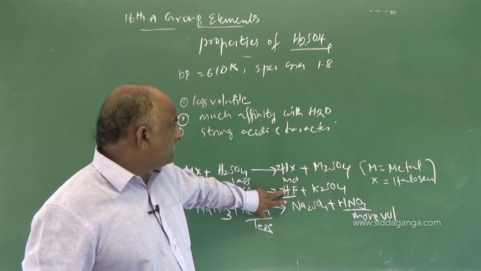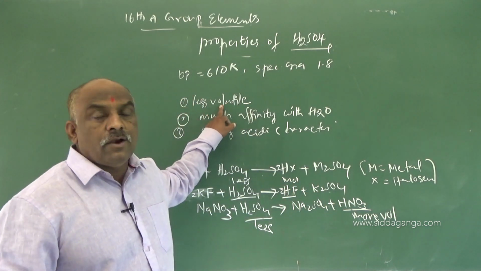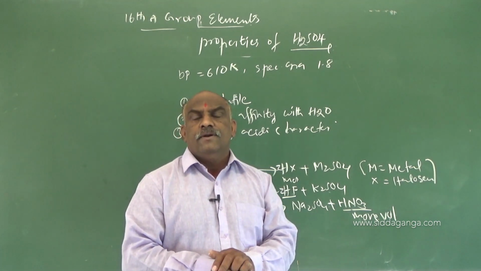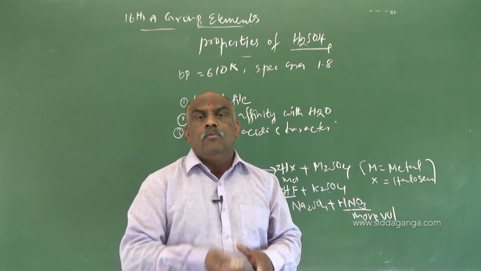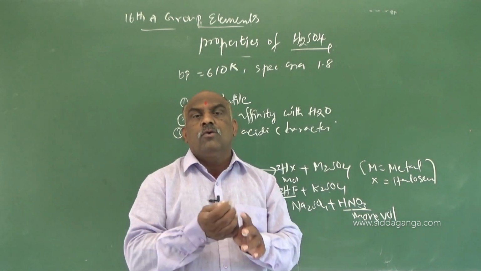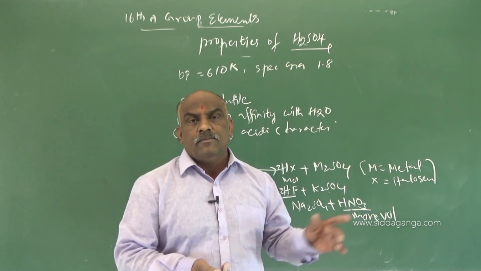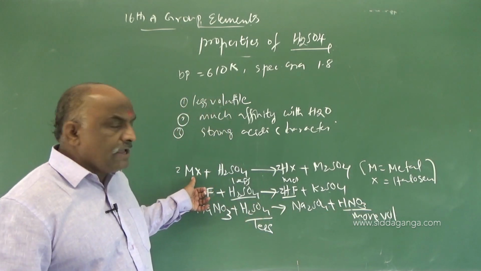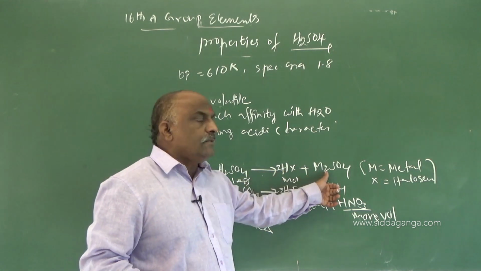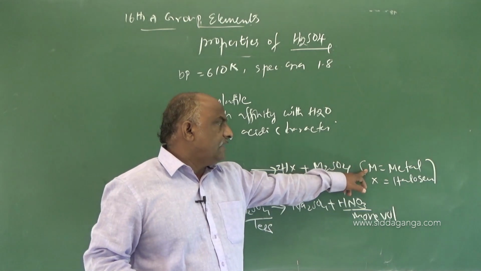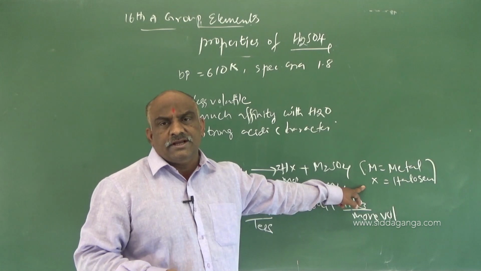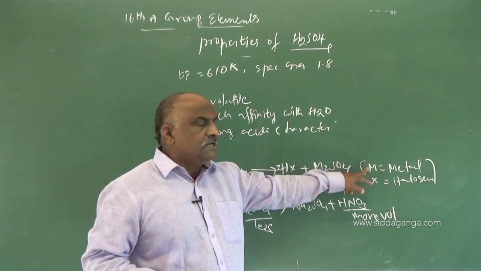So this preparation is based on low volatility. Sulfuric acid is less volatile, and based on this we prepare more volatile acids. From less volatile compounds to more volatile compounds, we prepare by using this method. The general formula is MX plus H2SO4 gives rise to 2HX plus M2SO4. What is M? Metal. What is X? Halogen. Sometimes halogen, sometimes a negative species also we should take here: metal plus halogen or metal plus negative species.